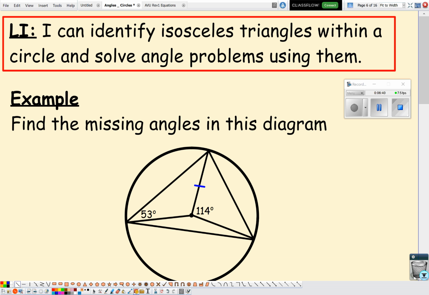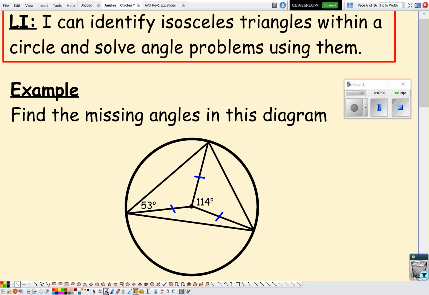So that triangle and that triangle are isosceles, but so is this one. So actually all three, because we've got three radii, then we've got three isosceles triangles. Obviously different sized isosceles triangles, but three isosceles triangles nonetheless.